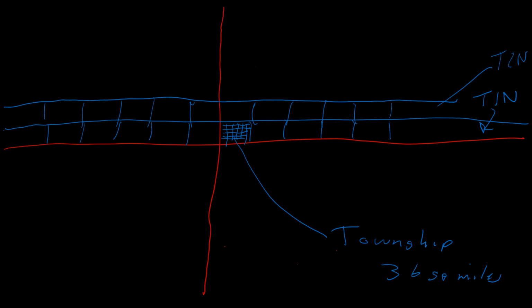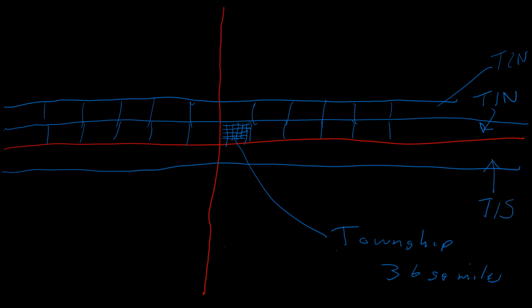What do you think the first row of townships south of the baseline is going to be called? T1S. Second row would be T2S and so on, okay?